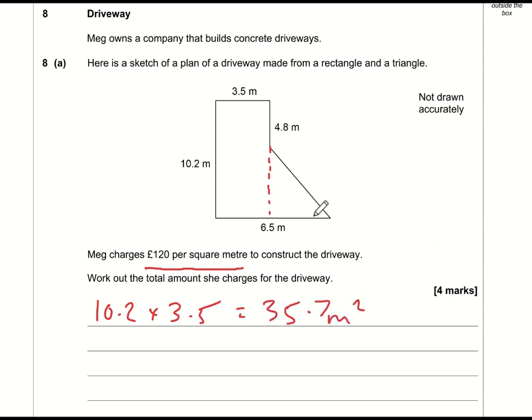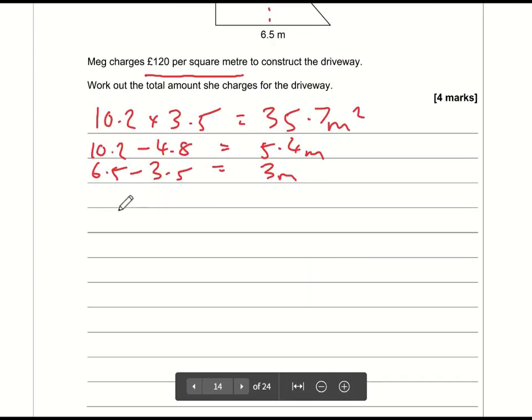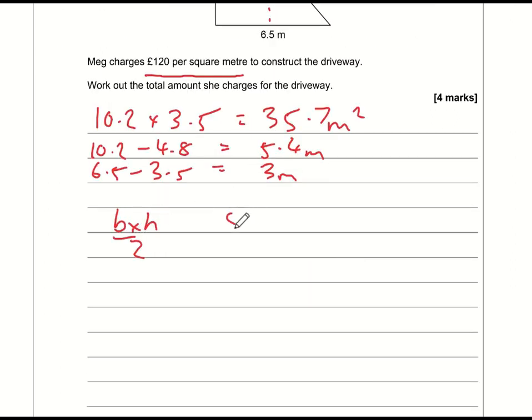Now here we've got a triangle. We need to work out the height and the base of the triangle. Well, if the height of the whole thing is 10.2 and this distance here is 4.8, then 10.2 minus 4.8, that is 5.4 metres. So it's got a height of 5.4 and it's going to have a base of 6.5 minus 3.5, which is 3 metres. Now the formula for the area of a triangle is the base times the height divided by 2, so that's 5.4 times 3 divided by 2, and that is 8.1 square metres.